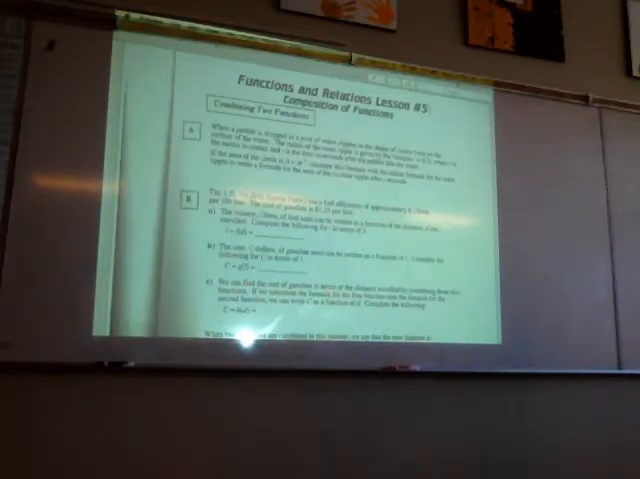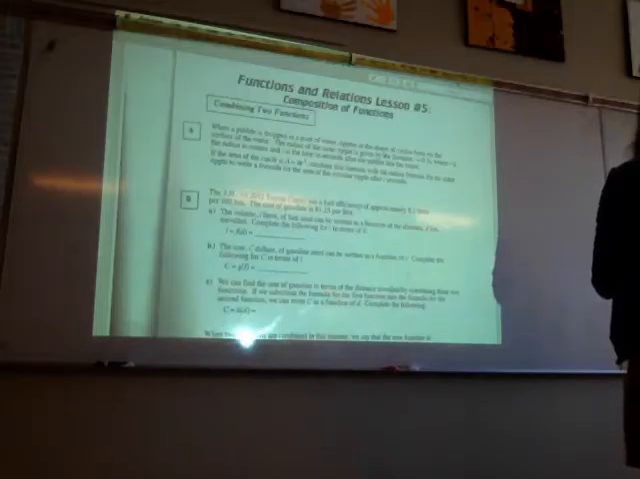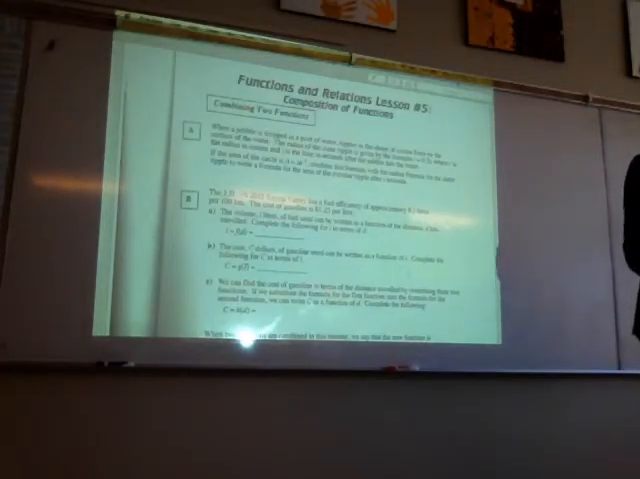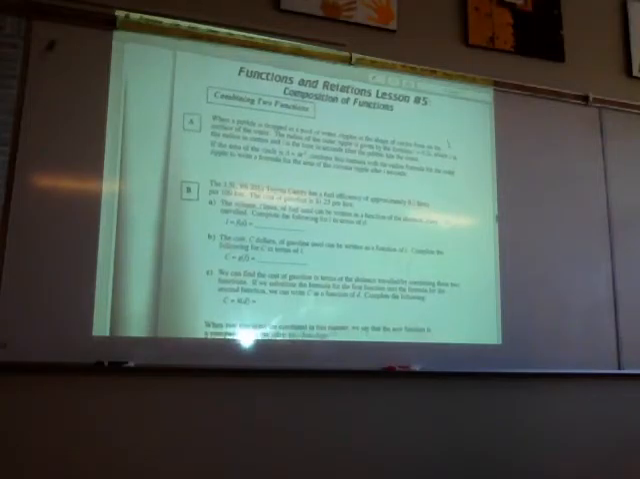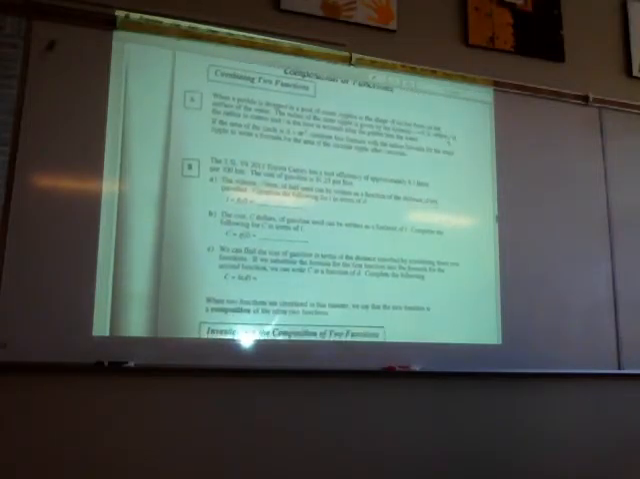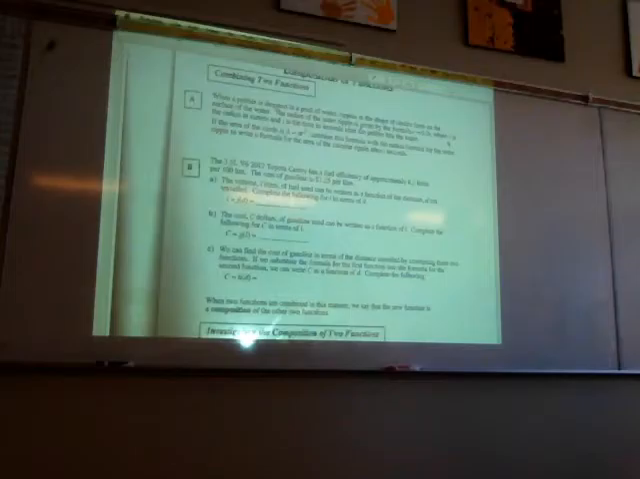We're going to start with some word problems just to introduce, and then we'll get into what you're going to see more and more later on. Okay, so part A. When a pebble is dropped in a pool of water, ripples in the shape of circles form on the surface of the water.